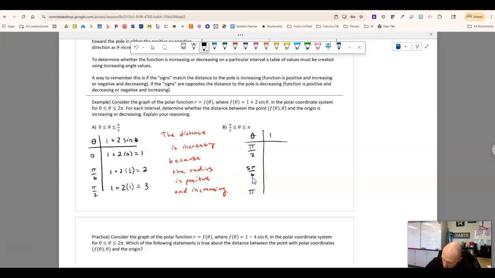Okay, so again, radius here is 1 plus 2 sine theta, and we already know this first value. We know that that's 3. At 5 pi over 6, we have 1 plus 2 times sine of 5 pi over 6, which is still positive. So here it's 2, and then at pi, 1 plus 2 sine of pi is 0, so we get 1. So now it's 3, 2, 1. So again, our radius is positive, but what's happening to these values? They're decreasing. So our distance to the pole is decreasing.